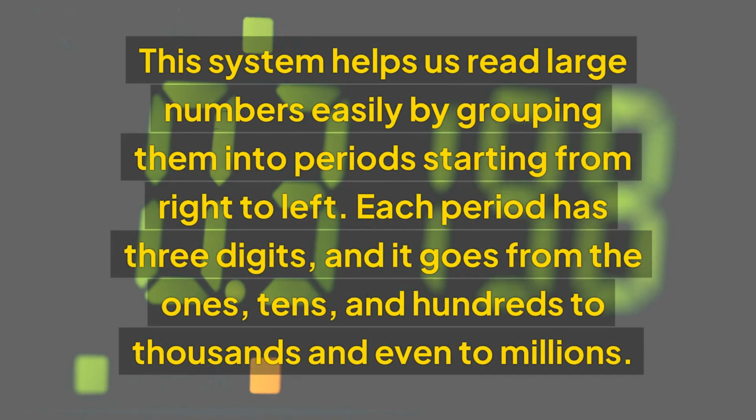Now, when we're dealing with big numbers, we use something called the International System of Numeration. This system helps us read large numbers easily by grouping them into periods starting from right to left. Each period has 3 digits, and it goes from the ones, tens, and hundreds to thousands and even to millions.